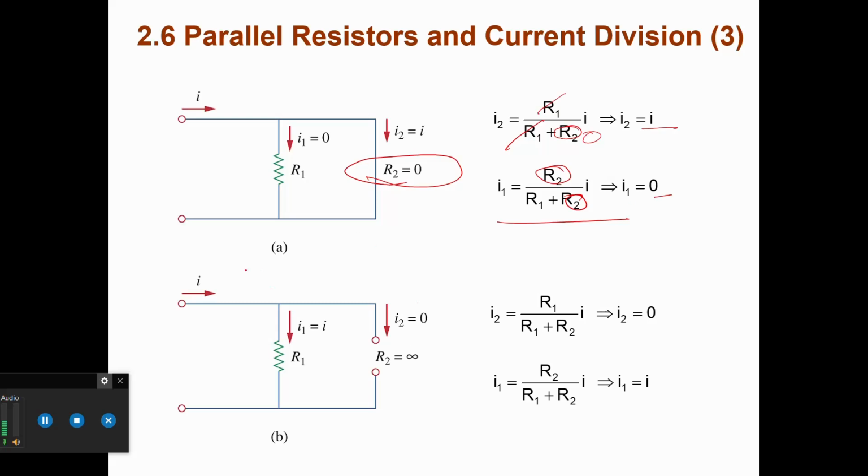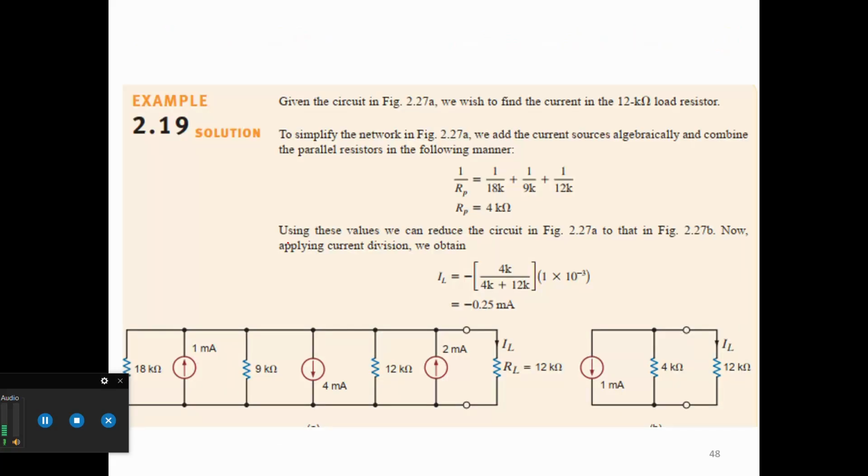And if we take the second case, in which R2 is infinite resistance, then if you put R2 as infinity, something divided by infinity is going to be 0. Here also infinity comes in the denominator, so infinity and infinity cancel out, and I1 is equal to I. So this is how a parallel resistor network is going to behave when it is connected to an energy source, voltage or current.